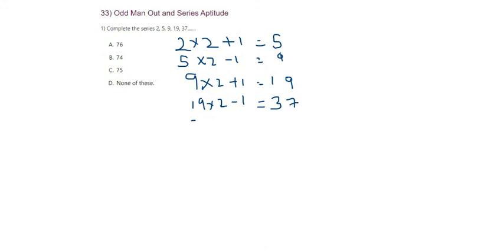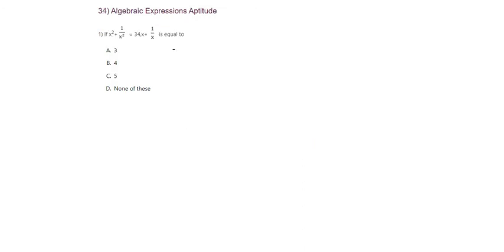So how do you find the next number, which completes the series I have asked? So 37 into 2 is 74, plus 1, which is nothing but 75. 75 is your answer. Okay, next question.